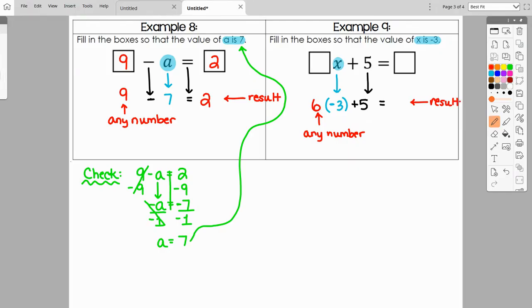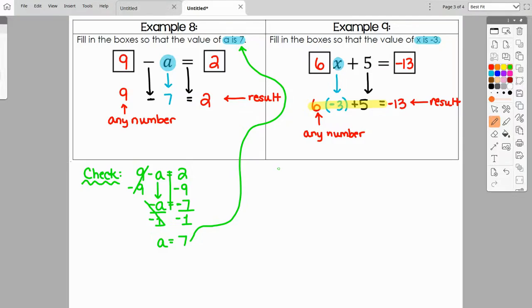I just wrote on this left side, and I'll highlight it in yellow here, 6 times negative 3 plus 5. Well, 6 times negative 3 I have to do first with my PEMDAS order of operations, so that will be negative 18. When I add 5 to negative 18, I get negative 13 here. That's my result. And therefore, that's going to be what I fill in the very last box. So pretty cool how it works out that way.